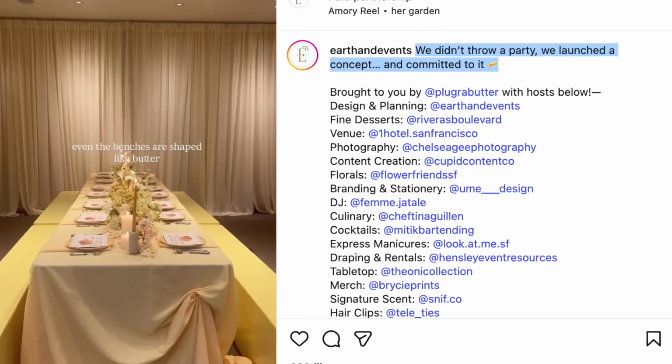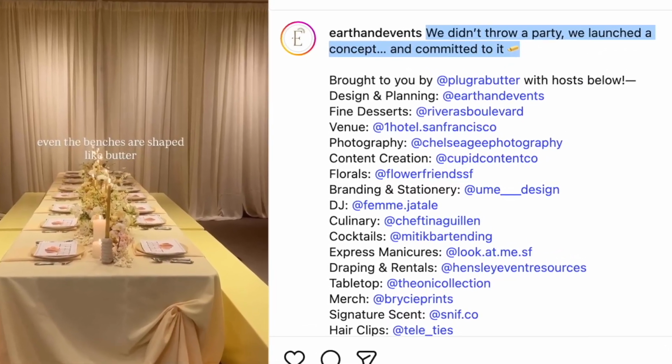remaining 8 billion people. Butter being a marker of social status is particularly relevant when we consider two events that took place in 2025. One was a trip for influencers to Ireland for Kerrygold butter, and another was held at one hotel in San Francisco in August 2025. Plugra butter is one of the most popular butters in the United States for professionals or home bakers thanks to its high quality. On this particular day, according to their own Instagram, "we didn't throw a party, we launched a concept and committed to it."